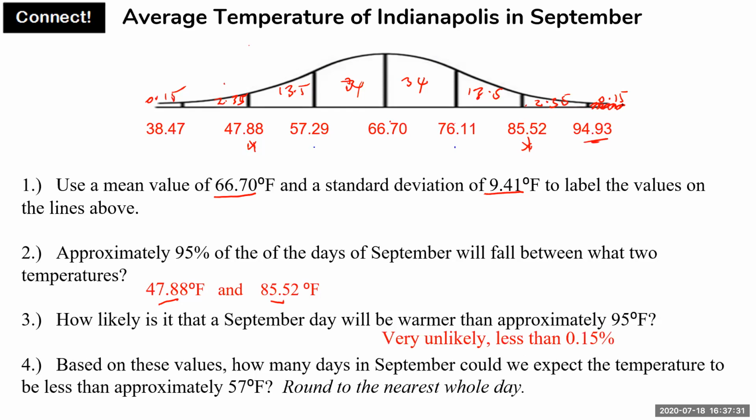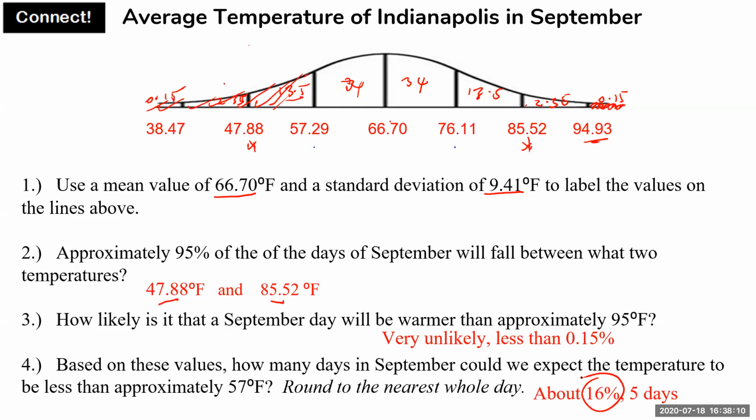Now, based on these values, in September, could we expect the temperature to be less than approximately 57? To be less than that will be here. And now, what do you think that is? If you put these numbers together, 13.5 plus 2.35 plus 0.15, that gives you 16%. Now, how many days are there in September? 30 days. That's September, right?